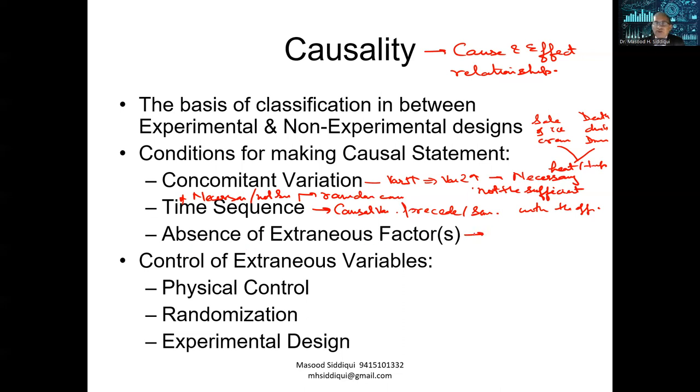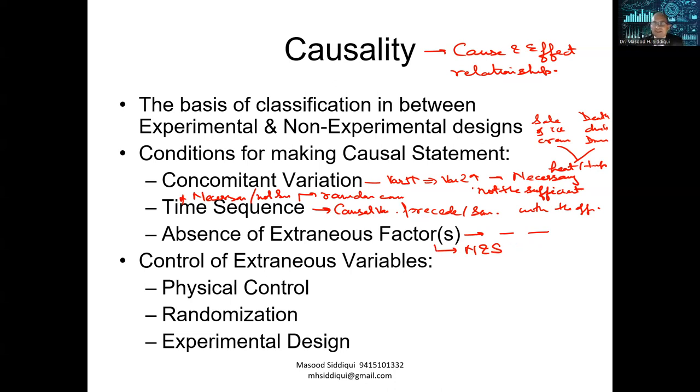Now we come to the next part, that is the absence of the extraneous variable. Means absence of all the external factors, external variables that may have an impact. So if there is no extraneous factor, and if one variable changes, there is a simultaneous change in the other variable also, right? Then we can say with both the necessary and sufficient condition that they have a cause and effect relationship.